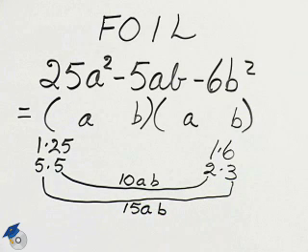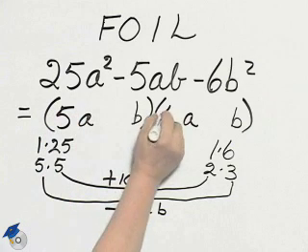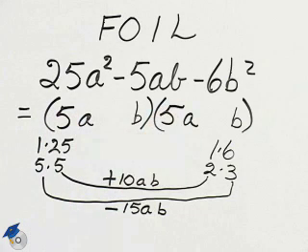I know my signs are to be negative and positive. They'll be different. But I want a middle negative term. So I'm going to make that 15 negative and the 10 positive. Now let's see if we can fill in the blanks so that this happens. I've chosen the pair 5 and 5, so my first term of FOIL will give me back 25a squared.